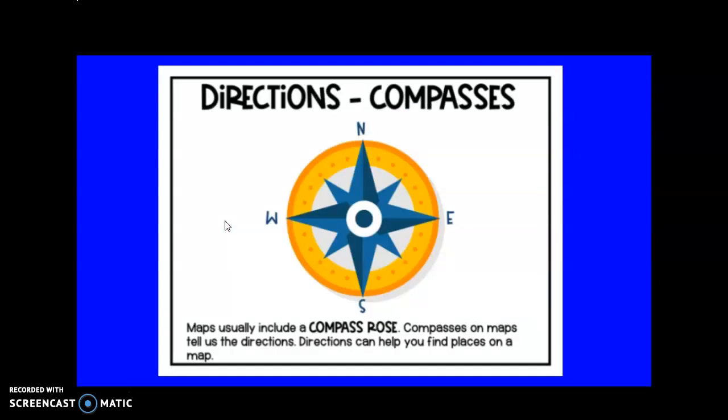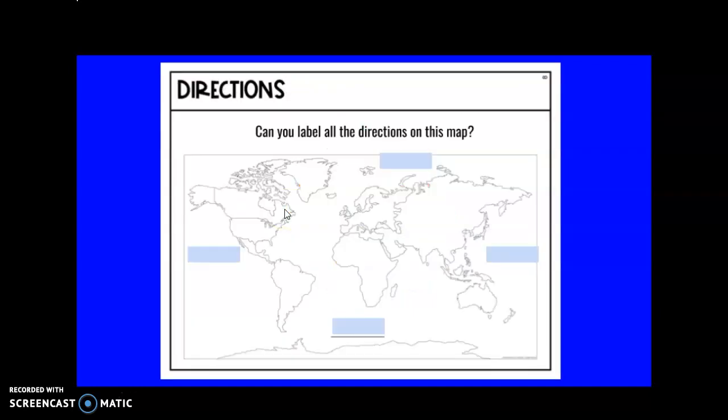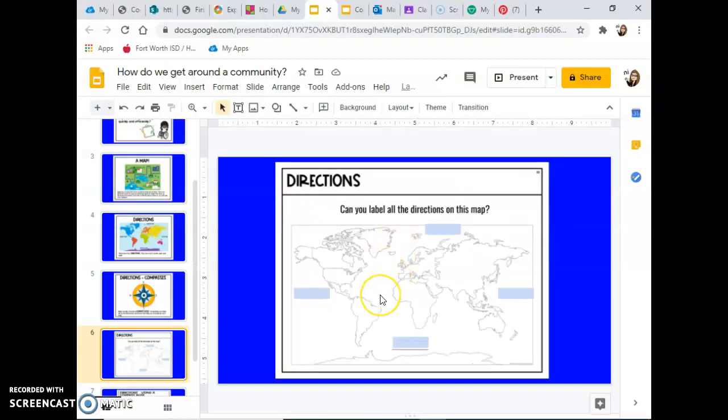Now, this is called a compass. It shows the directions that the map goes. So maps usually include something that we call a compass rose. Compasses on maps will tell us the directions. Directions can help you find a place on a map. So again, we have never eat slimy worms. North, east, south, west. So we're going to keep it basic today. Let's worry about those directions.